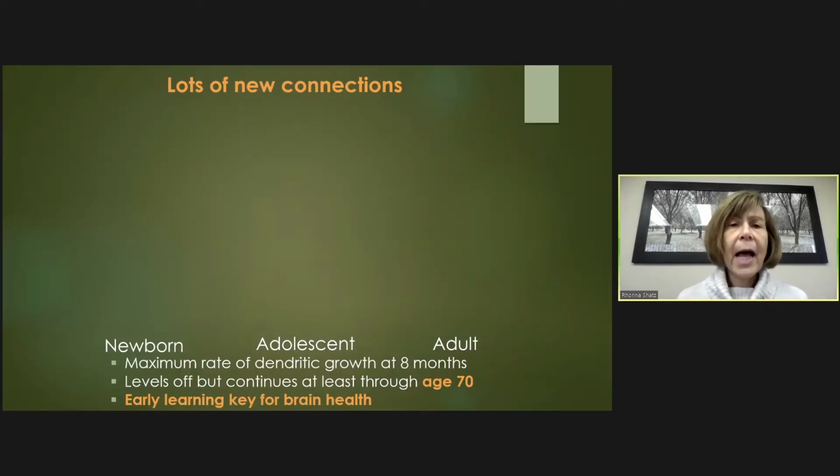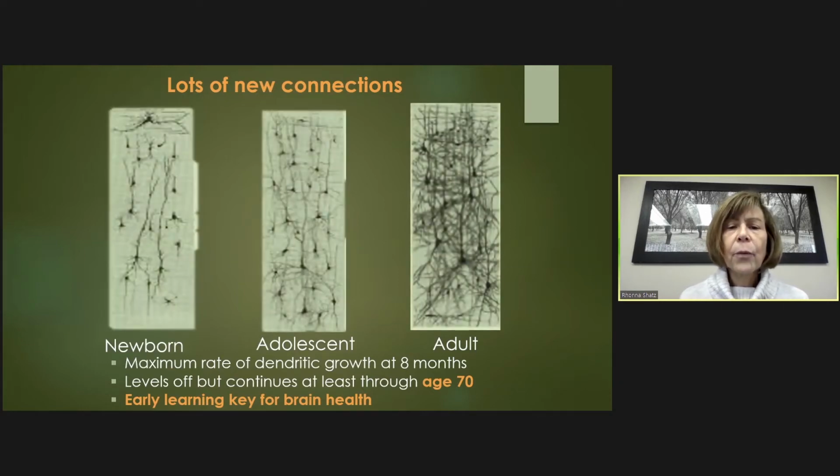As we look at how we develop in life, you can see from being a newborn through adolescence and adulthood that we grow many more connections. And even though the maximum rate of this growth is about 8 months and then levels off, this process continues, we know, actually throughout all of our lives, even in the presence of other brain pathologies that might be destroying connections. But we also know that building this connectivity is really important early in life, that early learning is key for brain health.